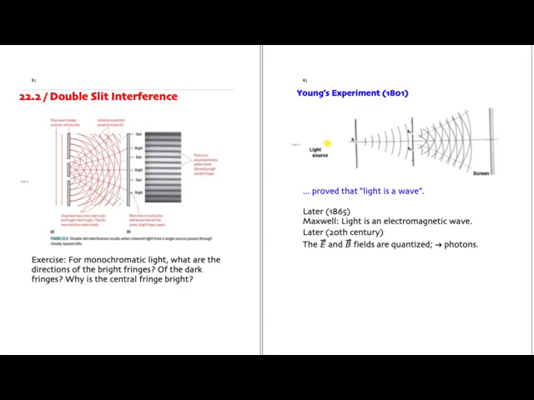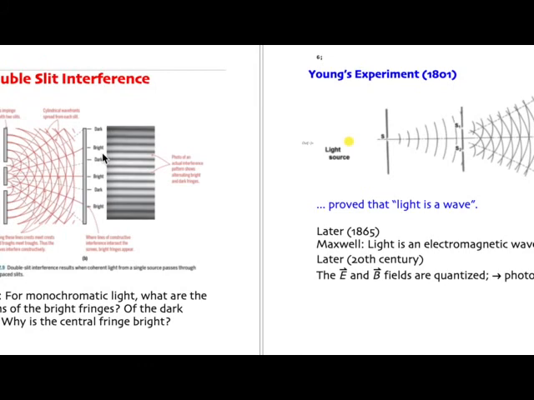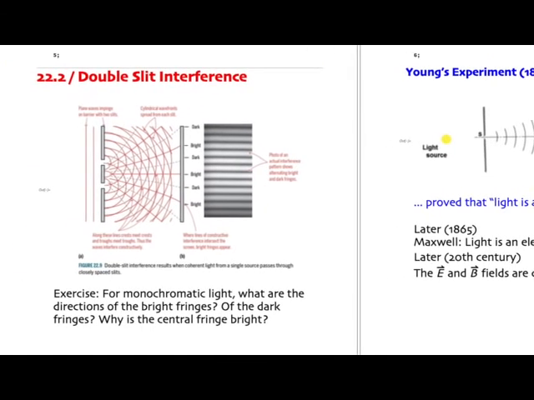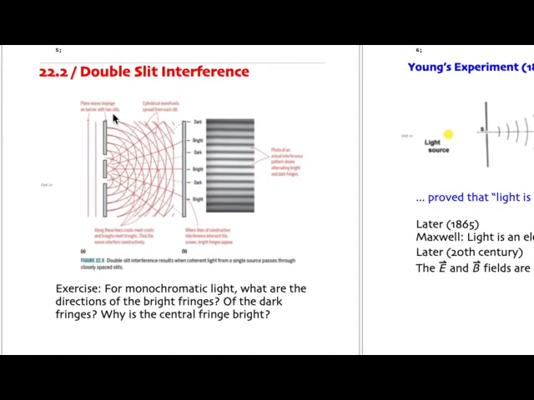The next section in chapter 22, section 2, is called double slit interference. So let's blow this up a little bit. You have light. It has to be coherent light. So here are the wave fronts of the coherent light coming toward an opaque screen with two slits cut in it.